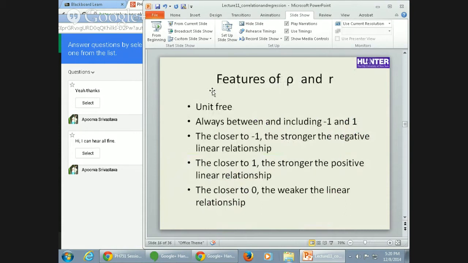One difference between R and a regression coefficient is that it's unit-free. It goes between -1 and 1 inclusive, but it has no units. So even if your X and your Y have units of centimeters and pounds or something, it doesn't matter. There's no units to R. And -1 is perfect negative relationship, +1 is a perfect positive relationship, and 0 is no linear relationship.